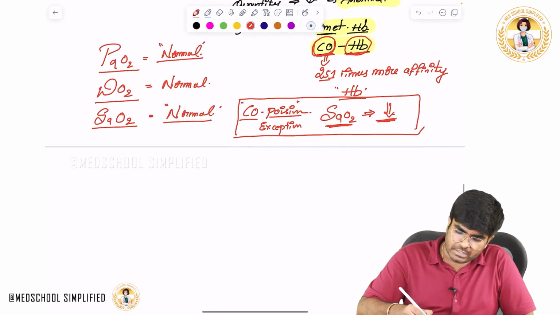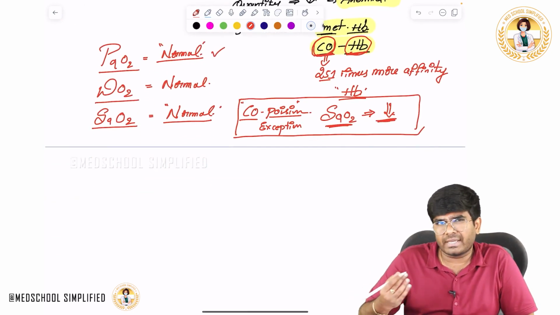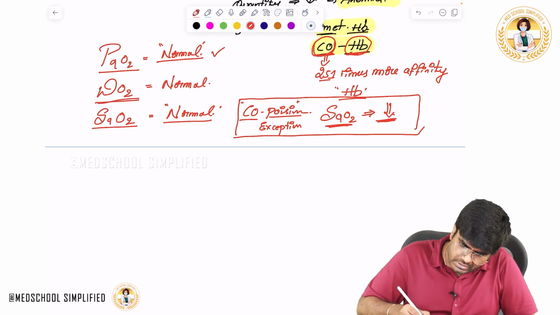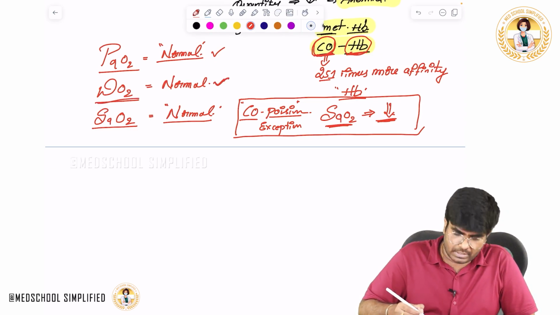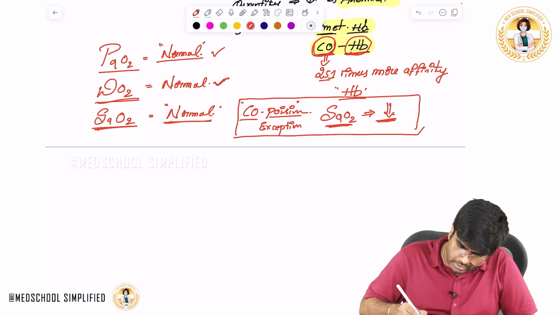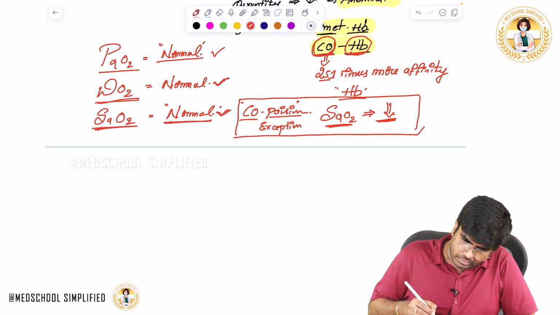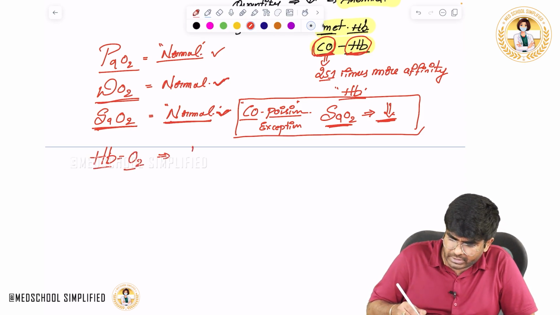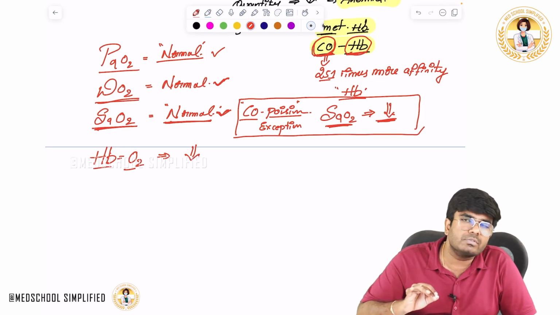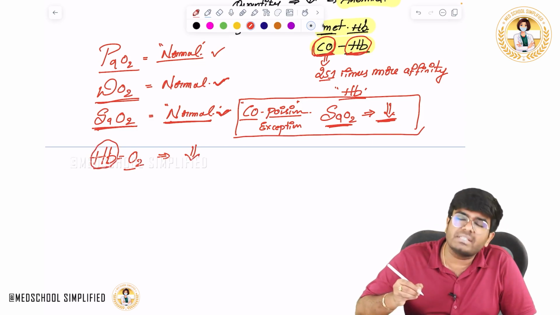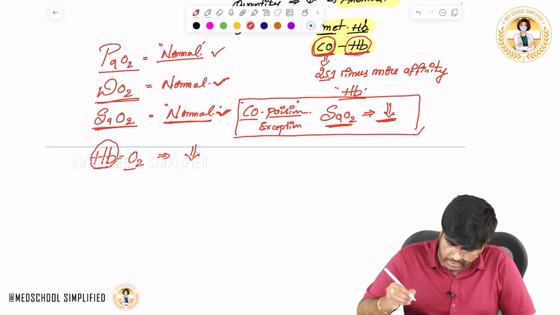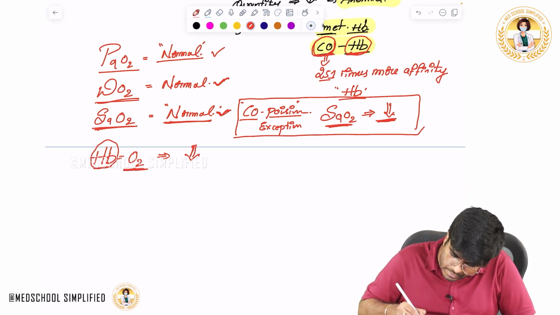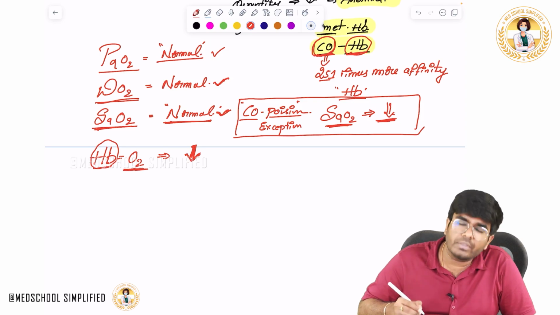So let's say partial pressure of oxygen is normal. For example, let's take anemia. Partial pressure of oxygen is normal. Dissolved oxygen is also going to be normal. Saturation of oxygen is normal. So what happened to the oxygen binding to hemoglobin? Oxygen binding to hemoglobin, SpO2, this is going to be decreased. This is the problem. The problem lies here. Everything is okay, but the amount of hemoglobin is less. That's why it is also going to be less.